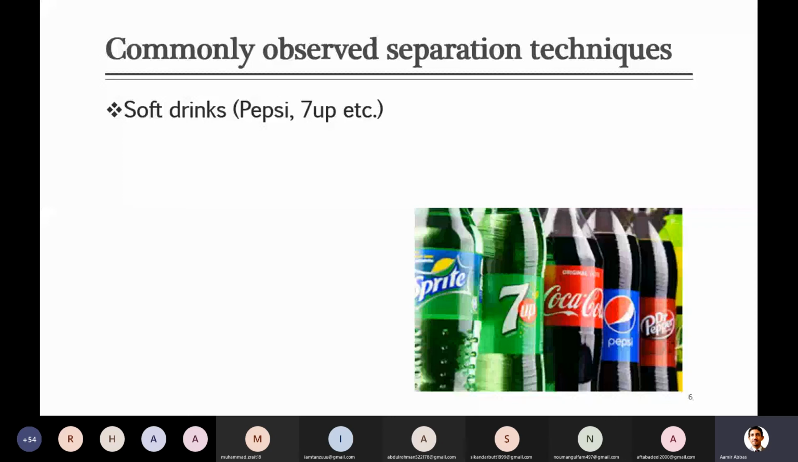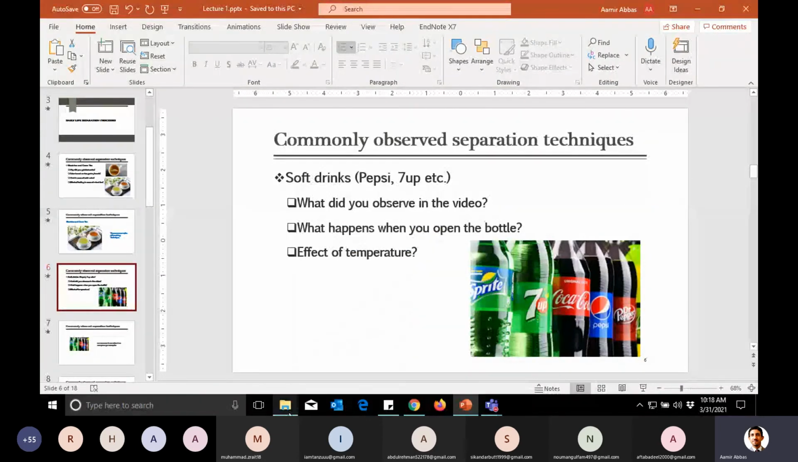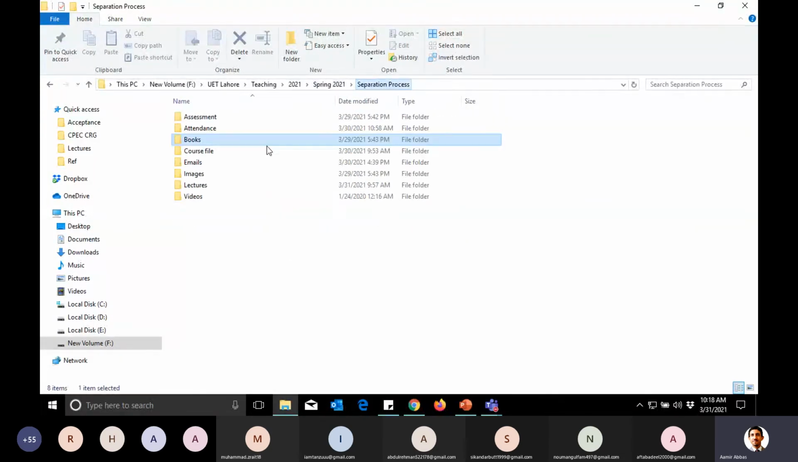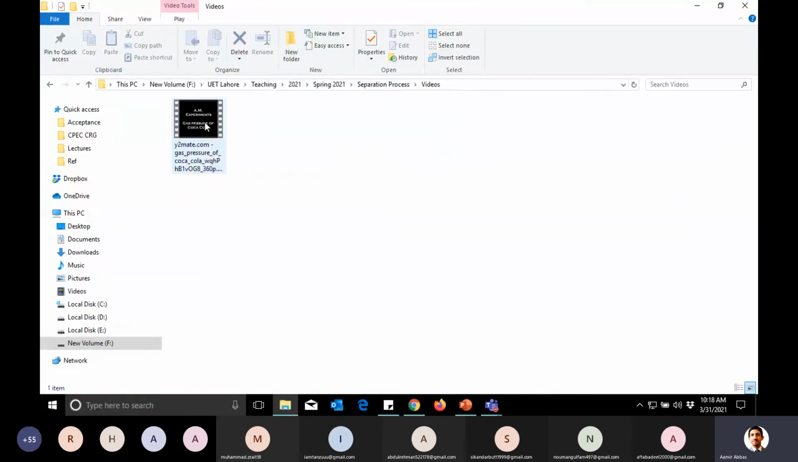Next, soft drinks. Hopefully you are all fond of these soft drinks. So here I think I have to show you one video, but okay, let's look at the video, and you have to observe and then tell me what you observe here.